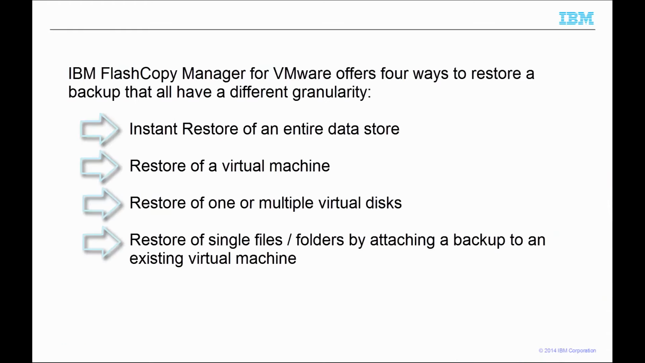FlashCopy Manager for VMware offers 4 ways to restore a backup, and all have different granularity. The instant restore of an entire data store is basically a disaster recovery in case the entire data store or the majority of the virtual machines are destroyed. This way of restoring completely overrides the data store if it's still existing on the ESX host, and rebuilds it in the setup like it was at backup time.